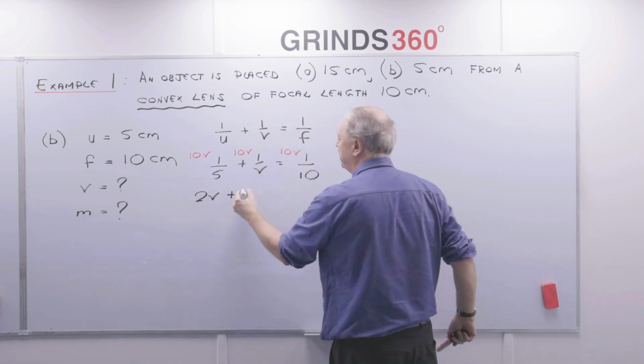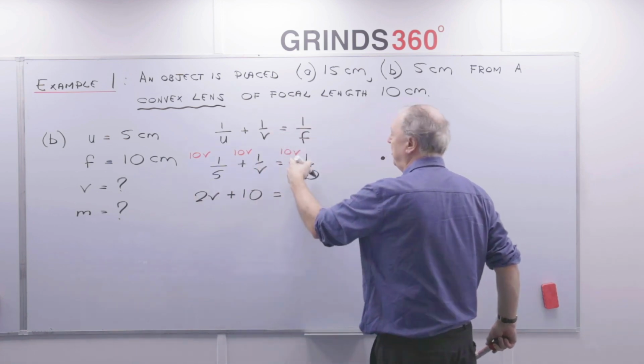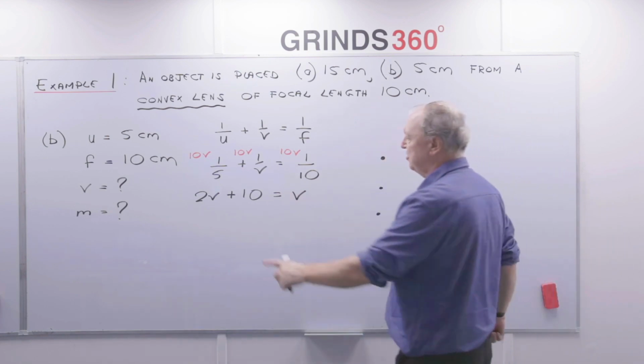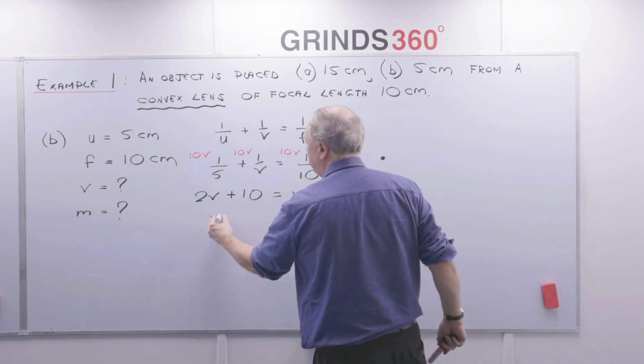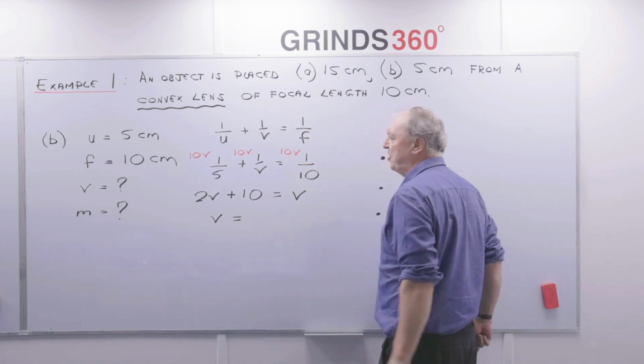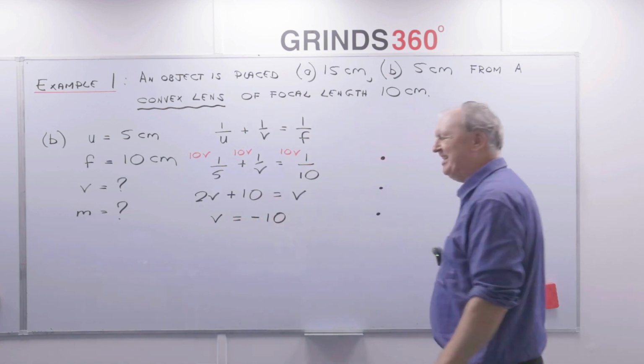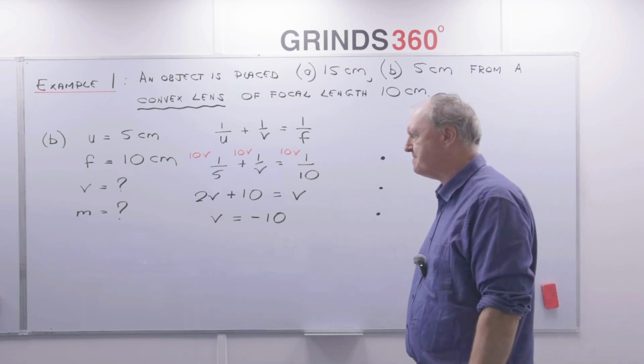Plus V to 10V is 10. And that's equal to V. Now bring my V's to the left. So I get 2V minus V is V. And I'm going to bring my number the other way. And I get minus 10. So V is actually 10 centimeters.